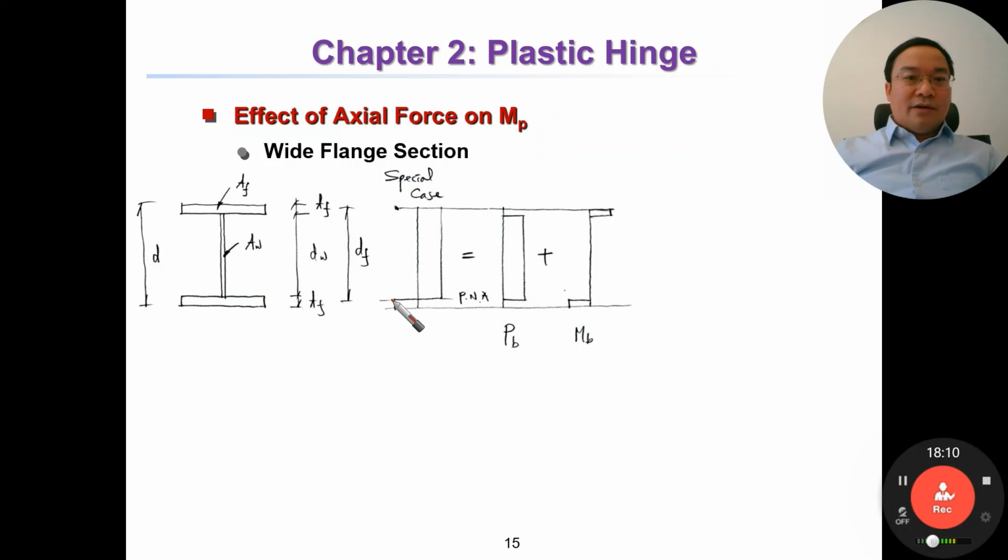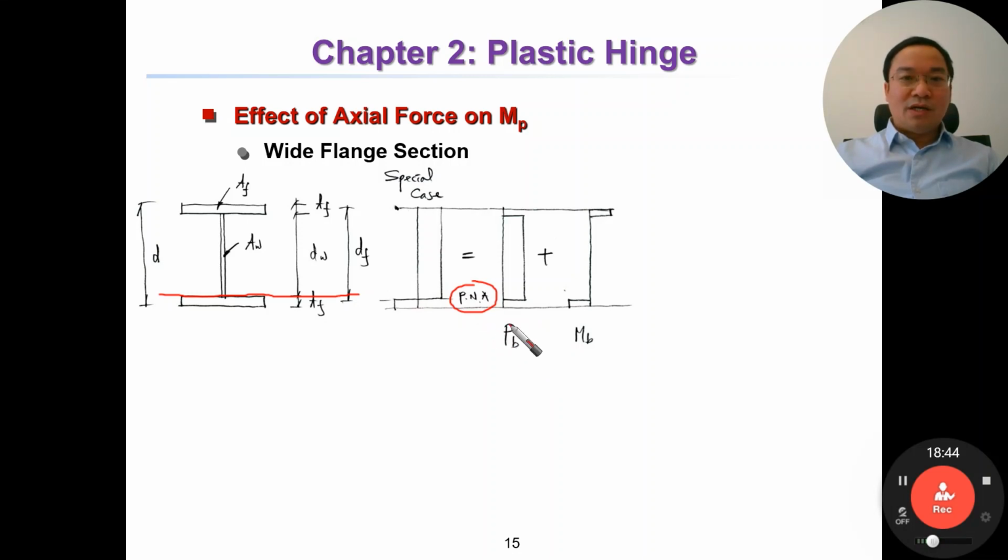First of all, we have to determine where the P and A is, because it depends on the P and A, and the P and A depends on the section. First of all, we assume it is a special case. In the special case, the P and A is located here on the upper surface of the bottom flange. So we call it the special case.